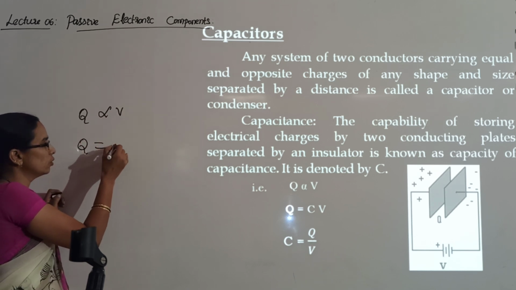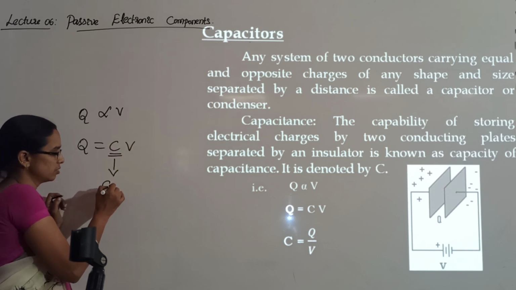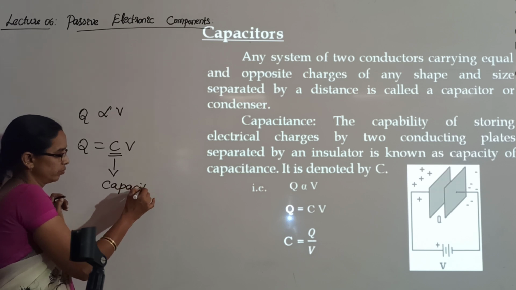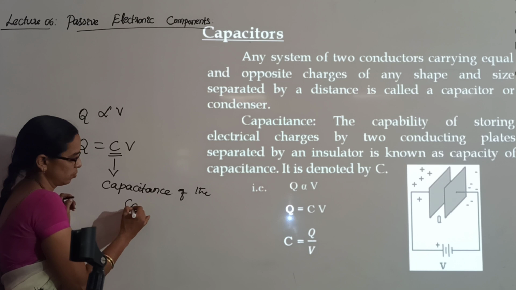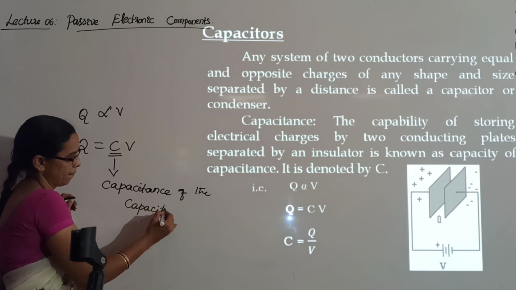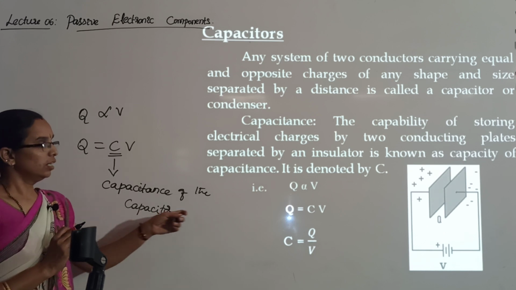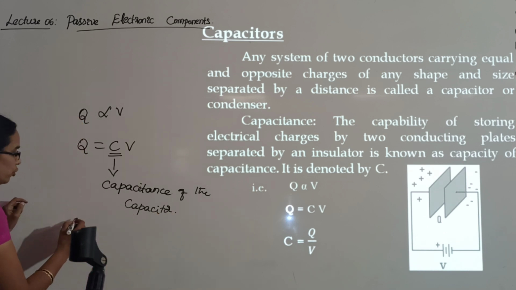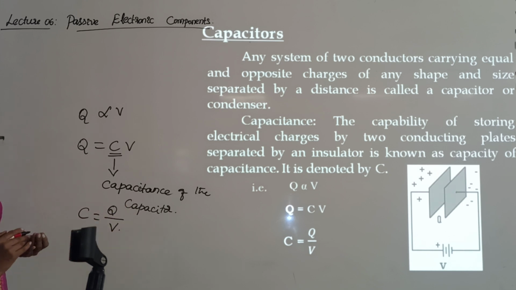So Q is equal to CV, where C is the capacitance of the capacitor. If you want to form an equation, C is equal to Q by V.